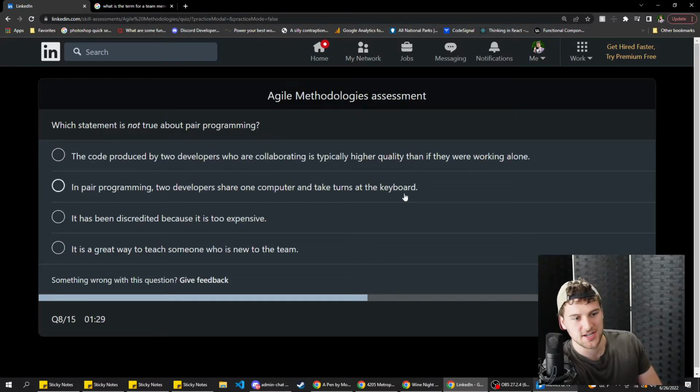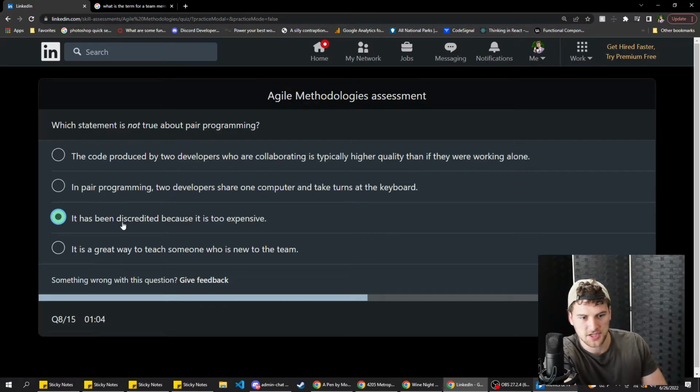Next, which statement is not true about pair programming? The code produced by two developers who are collaborating is typically higher quality than those who are working alone. I think that's probably true. In pair programming, two developers share one computer and take turns at the keyboard. That's kind of true. It has been discredited because it's too expensive. That's not true. It is a great way to teach someone who is new to the team.